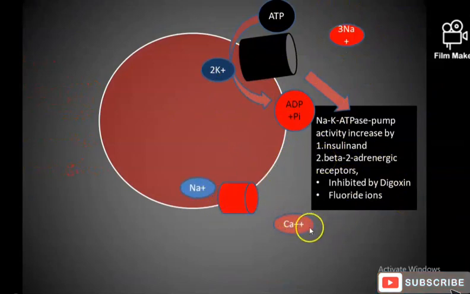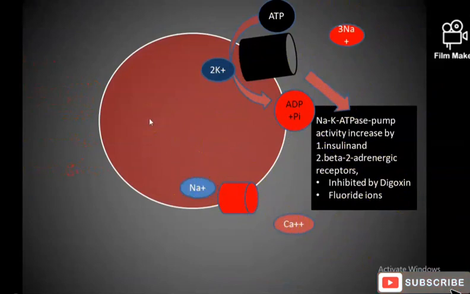When sodium moves from the outside to the inside, from high concentration to low concentration, it creates energy, and that energy is very important for the movement of calcium from the inside to the outside. So if digoxin inhibits this sodium potassium pump, there is no movement of sodium from the inside to the outside, and the outside sodium decreases. If the outside sodium decreases, there is no movement of sodium from the outside to the inside, so there is no energy that brings calcium from the inside to the outside.